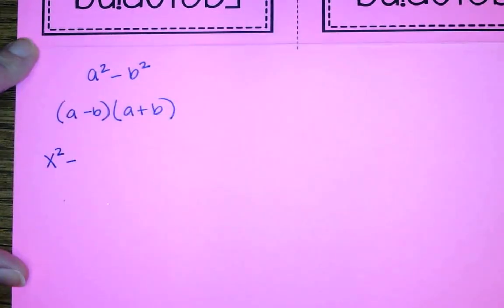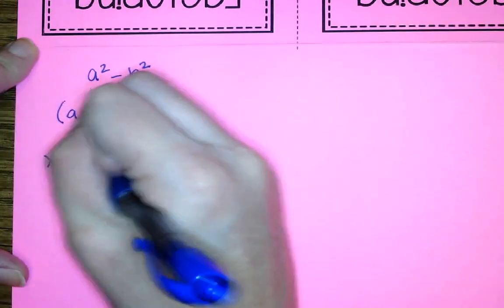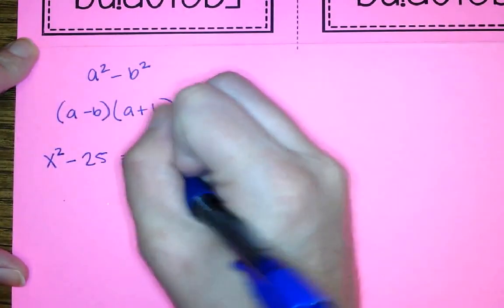25. That would factor into x plus 5 times x minus 5.